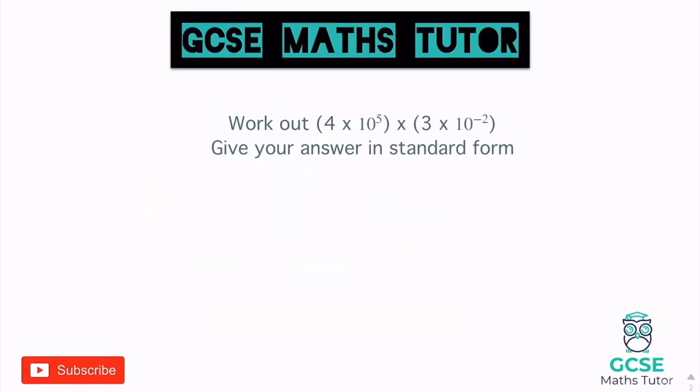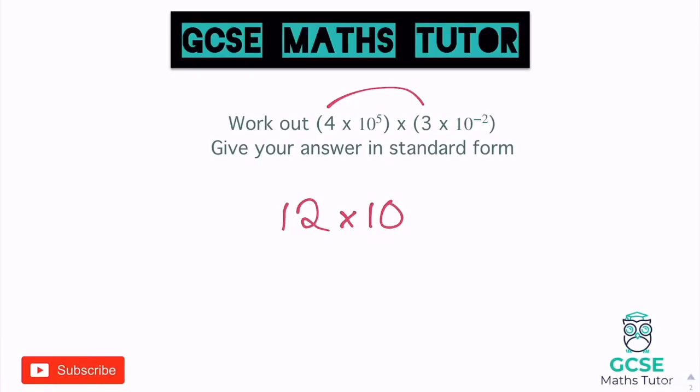Okay, so looking at this one, 4 times 10 to the 5 times 3 times 10 to the minus 2, and this is an example of one where we probably wouldn't want to write this out as ordinary numbers and work them out because it might get a little bit overcomplicated here. But let's look at applying that same little trick. So let's do the 4 times the 3, which gives us 12. And that's going to be times 10 to the power of something.